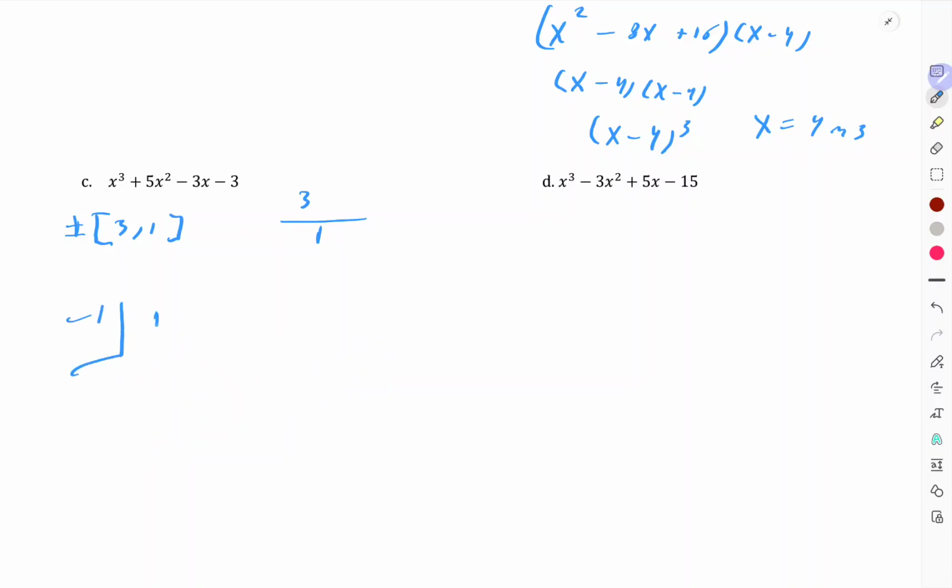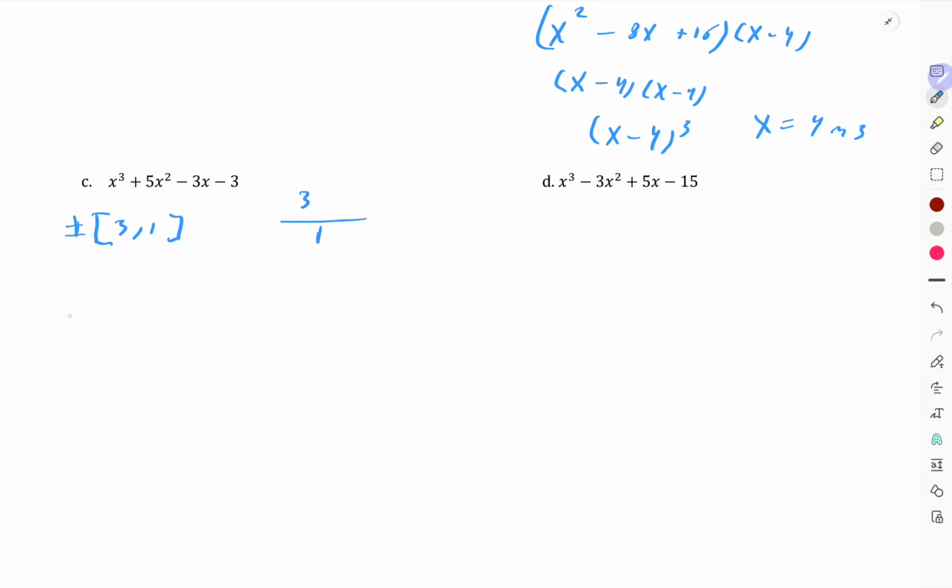Negative 1. Let's go for it. Negative 3, negative 3. Okay. Negative 1, that's just 4, negative 4 plus 7, negative 7. Nope, that does not work.